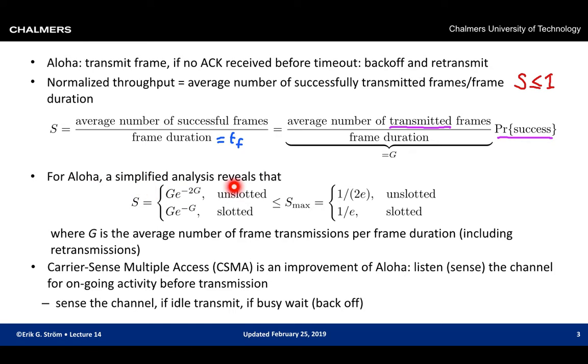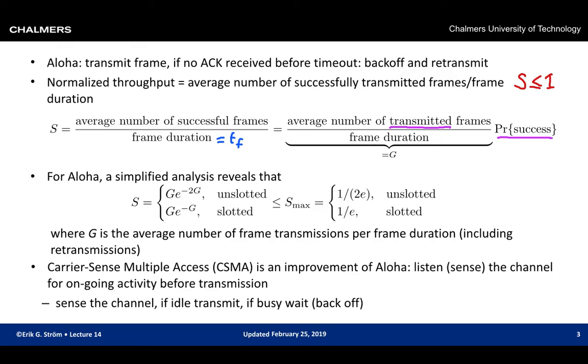And then a very simplified analysis shows that S here has a very simple equation: G times e to the power of negative 2G when it's an unslotted ALOHA, or G times e to the power of negative G when it's slotted. And from this, we can calculate the best G, in the sense that we maximize the system throughput S. And then it's easy enough to show that both of these will be less than S max, which is 1 over 2e for the unslotted case, or 1 over e for the slotted case.